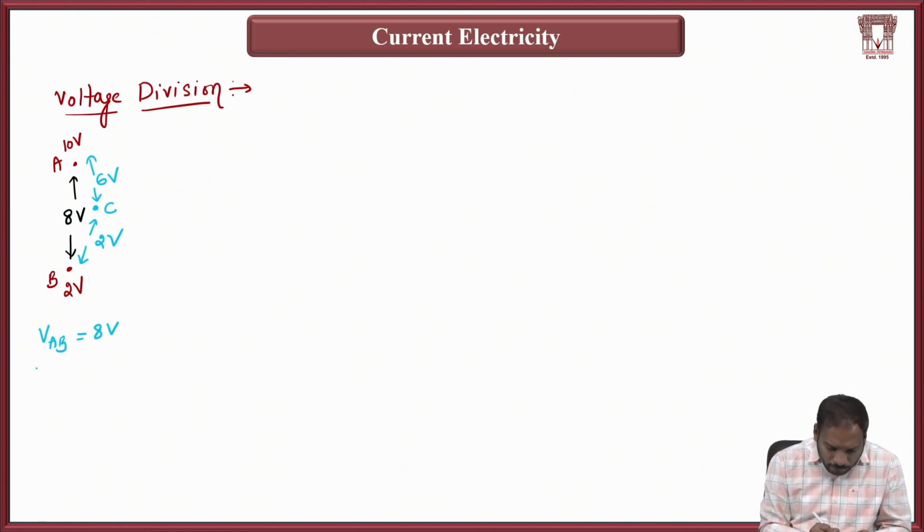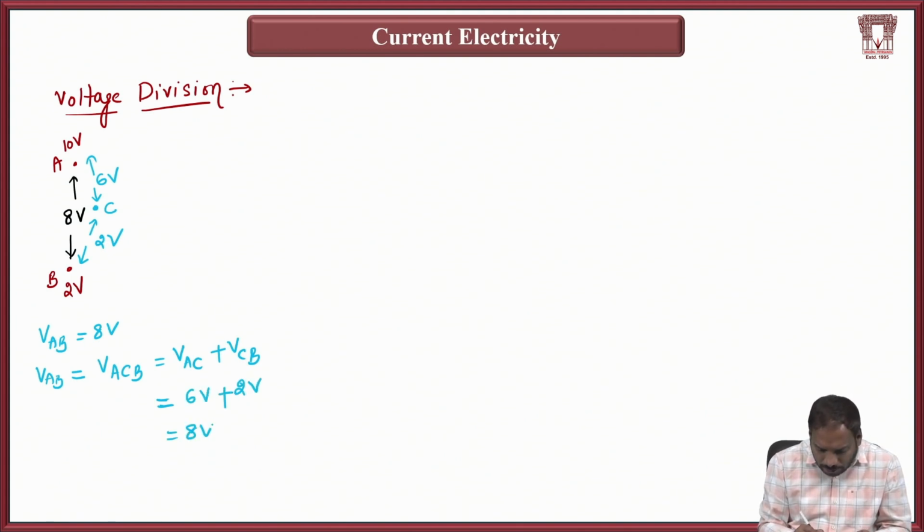That means VAB you can measure via the path ACB, that is VAC plus VCB. This is how you can write it easily. VAC is 6 volts, whereas VCB is 2 volts, so that is equal to 8 volts.